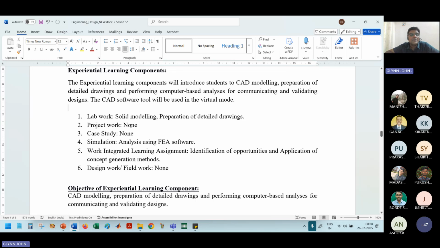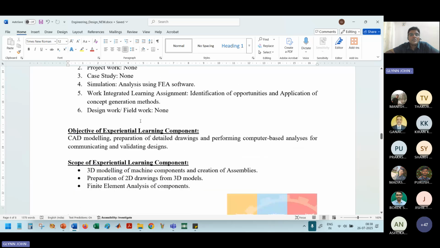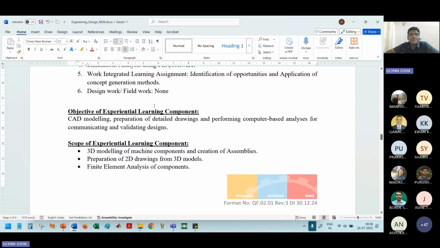So solid modeling, preparation of detailed drawings. Analysis using finite element analysis software. Fusion 360 has a finite element analysis also. Some fundamental concepts will be introduced to you, such as how to perform a basic stress analysis. That part will be introduced to you, right?